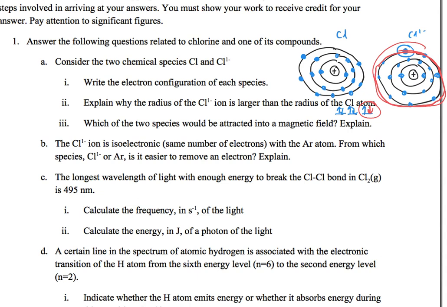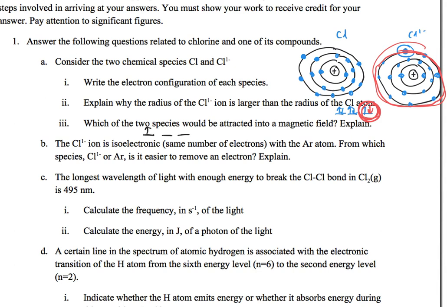So the Cl minus electron cloud is larger than the chlorine because it gained an electron and there's added electron-electron repulsions. Okay, make sure you explain why added electron-electron repulsions would make it larger. It's because the electron cloud expands, and I was looking for that phrase, electron-electron repulsions. And then lastly, which ones will be attracted to a magnetic field?